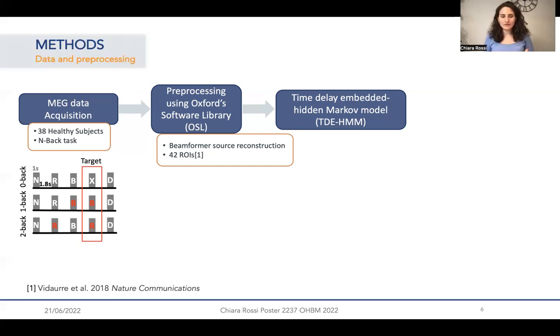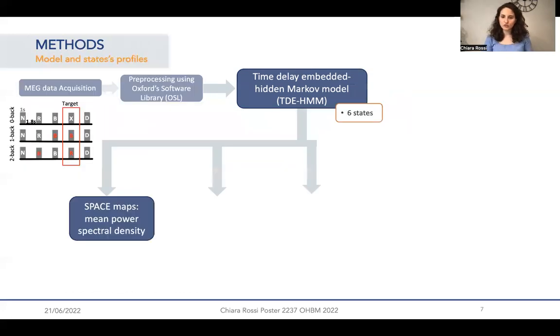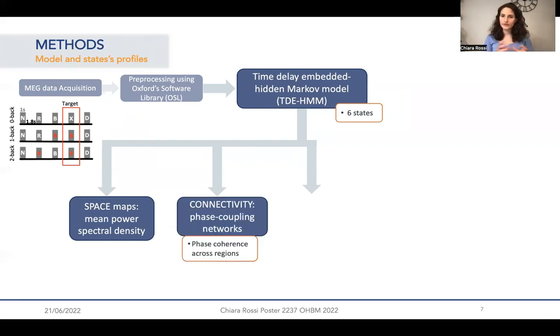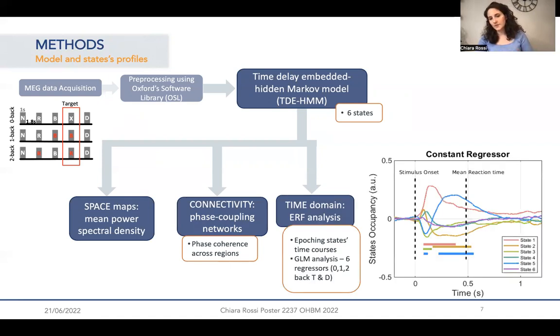After acquiring the data, we pre-process them using the OSL software. I want to mention that we source reconstructed the data using a beamformer, and we parcellate the data using a 42-region parcellation. Then we apply the HMM model to infer 6 brain states. Every state will be described by a spatial map, again, the mean power spectral density distribution over the brain, the connectivity map, so the phase coherence across regions, and every state will also be described in the time domain. In the time domain, we applied an ERF analysis with a GLM model.